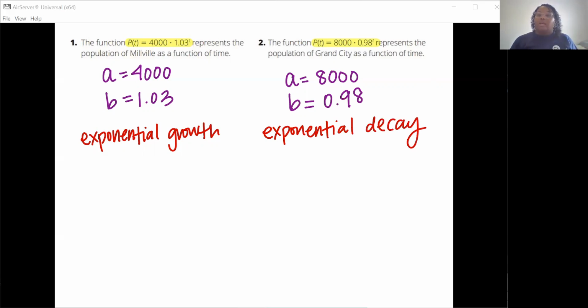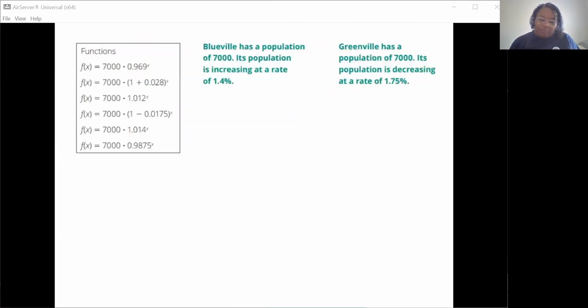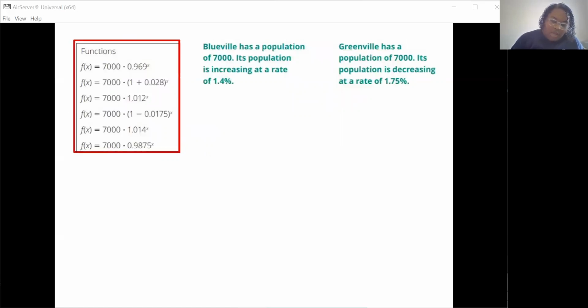So in both of these examples, we were given the functions themselves. Let's now go ahead and talk about how we create our own functions from a specific scenario. Here we are given a set of functions in this box. We're going to have to create equations for each of the 2 scenarios on the right and match them to one of the functions in that box.